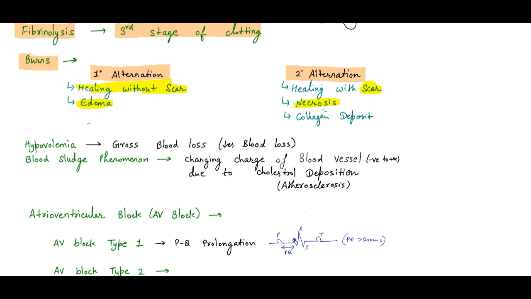So if in the question you are given that a person has a burn with necrosis, healing with formation of a scar and deposition of collagen, what will be your answer? That is secondary alteration, the secondary burn alteration. And in primary alteration, there is no scar formation, and edema will be there due to increased vascular permeability.